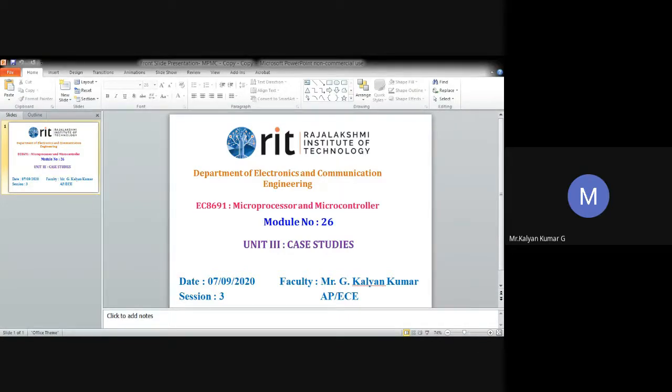Okay. So now using these devices, we'll be seeing what the interfacing case studies are for different applications. So first we'll start with A to D and D to A converter.